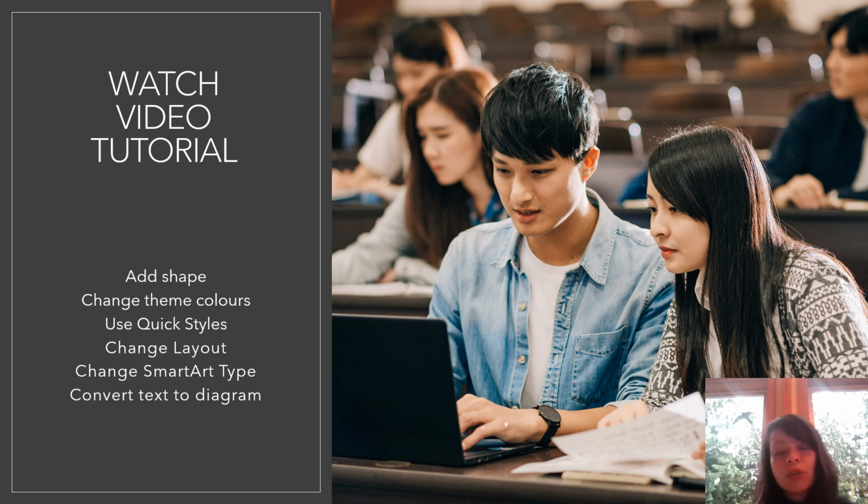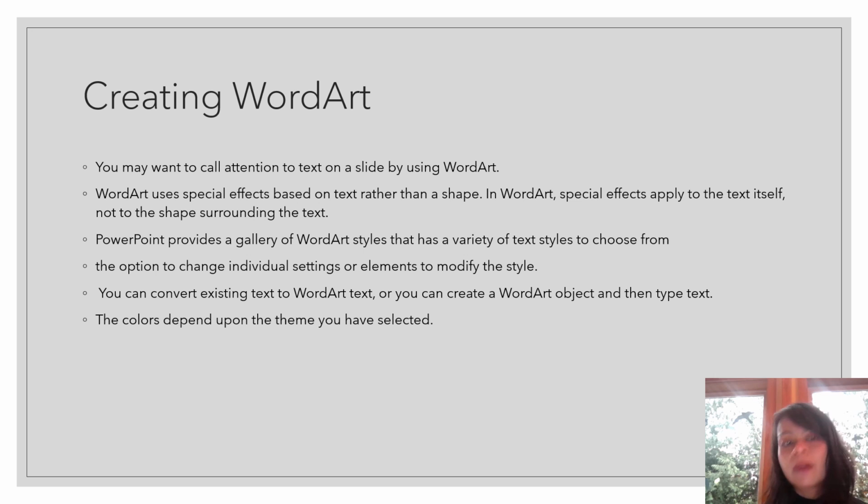Just watch the video tutorial on how you can add a shape, change theme colors, use quick styles, change the layout, change the smart art type, and convert text to diagram. So all this for the smart art. Next, we're going to look at word art.